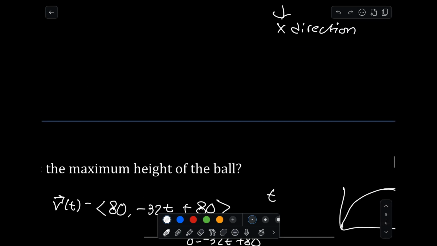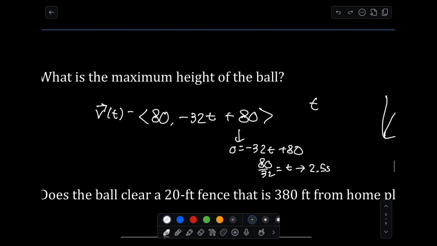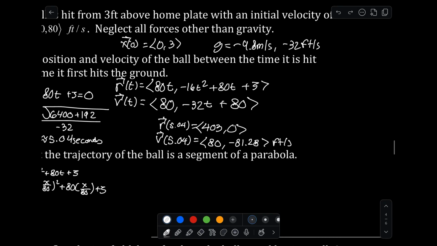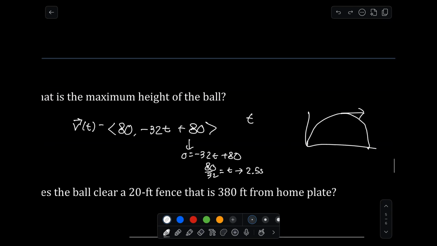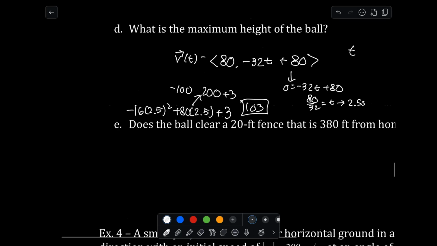I plug 2.5 into our y equation from above. We can get that it's going to be this right here. So we can do negative 16 times 2.5 squared plus 80 times 2.5 plus 3. So this is going to be 200 plus 3. This is going to be 6.25, so it's going to be minus 100. It's going to be 103 feet off my very quick math estimates.